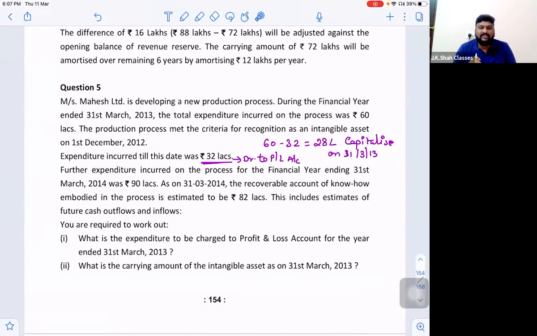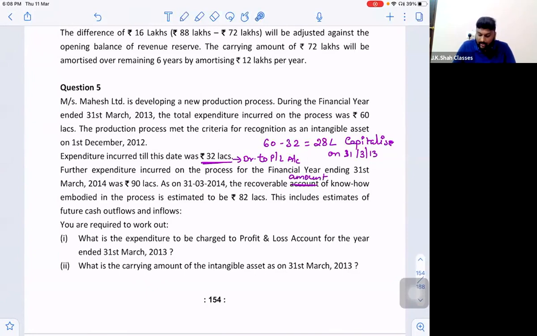So some students feel that, sir, this should be subsequent cost. No, it is not subsequent cost. Up to last year, 28 lakh incurred, and still the process is going on. And in current year, we incurred 90. So total 90 plus 28, 118 lakh should be the cost of the asset. Yes or no? Correct. But what they are saying, as on 31st March 2014, the recoverable amount is what it has to be.